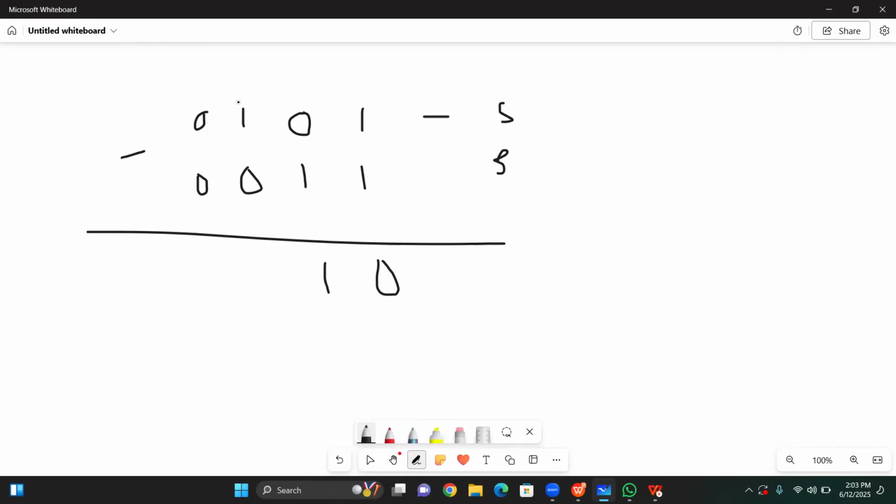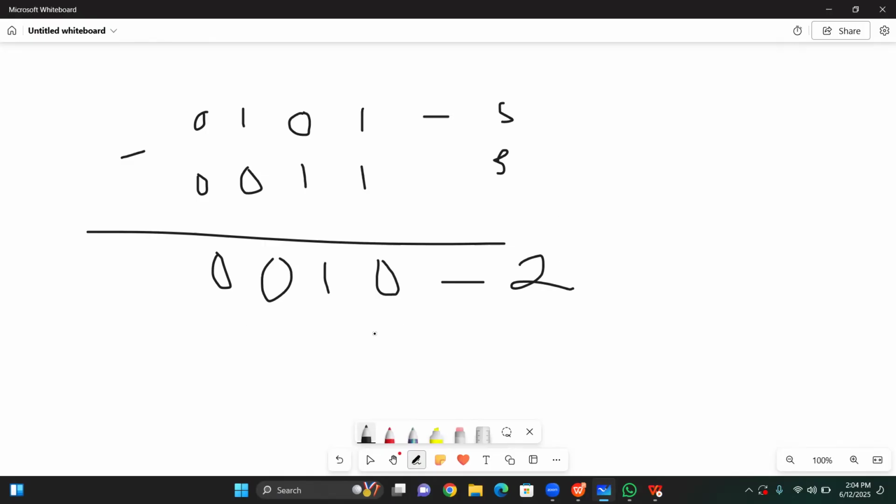Remember, in base 10, when you borrow 1, that 1 will be 10. Then 10 plus that number will give you whatever you want. But here, if you borrow, it will be base 2, so it will be 2. So we borrowed 1 from here and added it to this 0, which is 2 plus 0 will give us 2. 2 minus 1 will give us 1. Then this is now 0 because we have borrowed this 1. 0 minus 0 will give us 0, and 0 minus 0 will give us 0. And if you check, this is the equivalent of 2. So 5 minus 3 will give us 2. Do you understand?